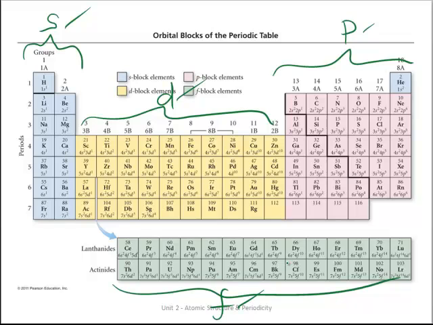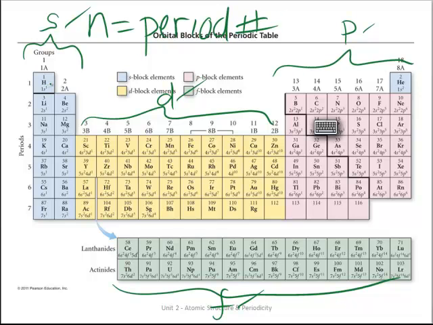Well, it turns out that for s and p, the energy level n will equal the period number. Okay, so we can see that hydrogen has 1 electron in the 1s orbital, and it is in period 1. Sodium, its outer electrons are in the 3s orbital. It's in period 3. Okay. Same thing with p. The outer electrons in carbon are in the 2s and 2p orbitals, and carbon is in period 2.